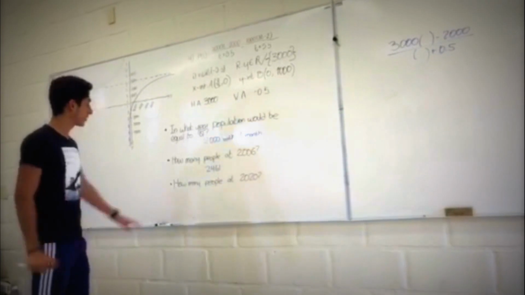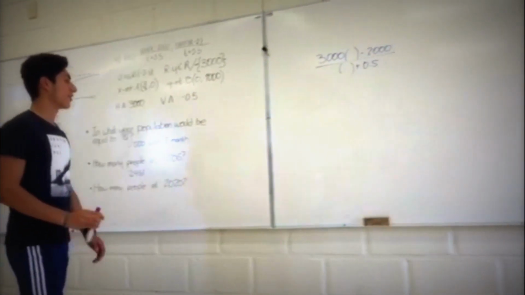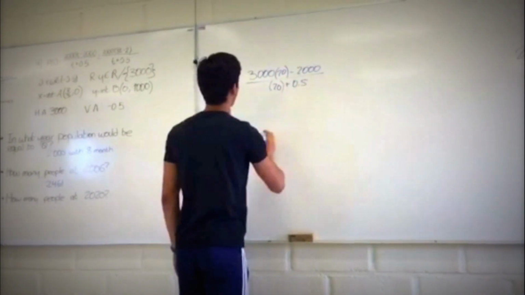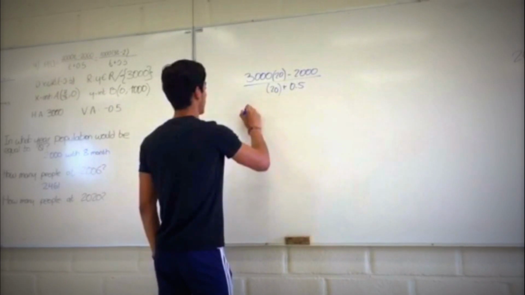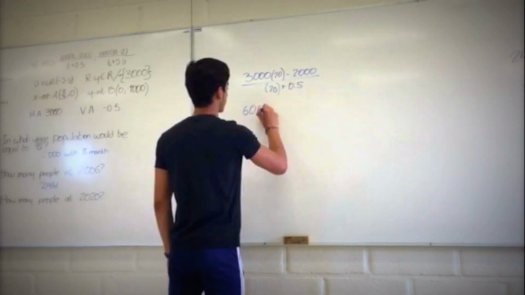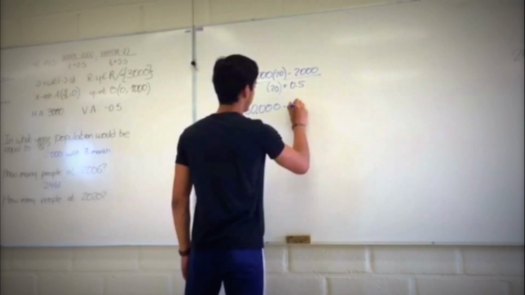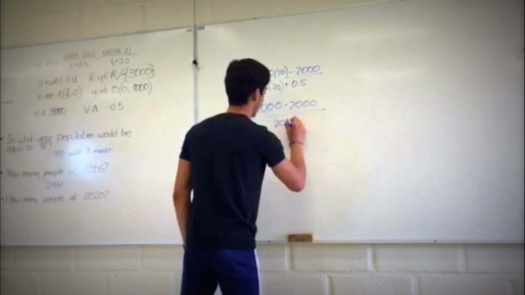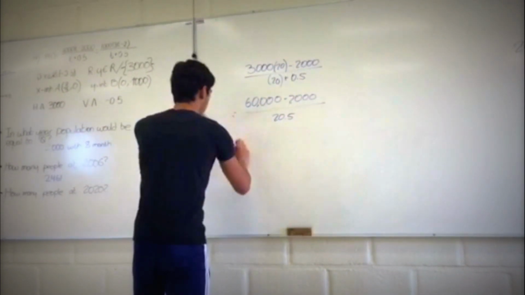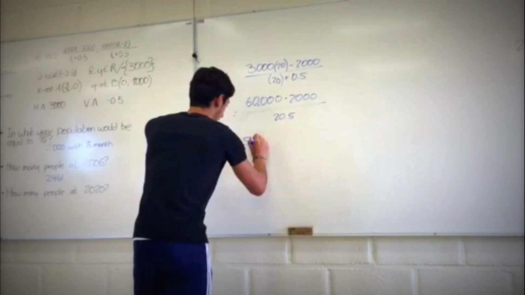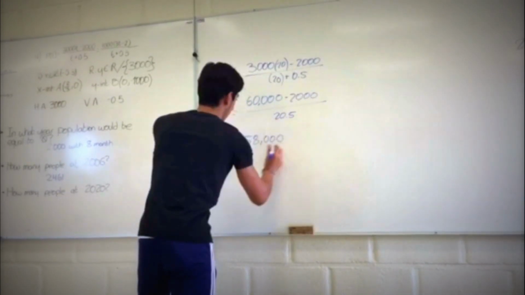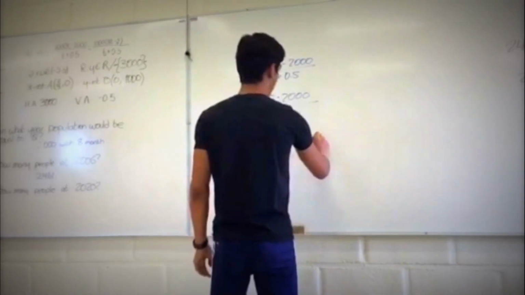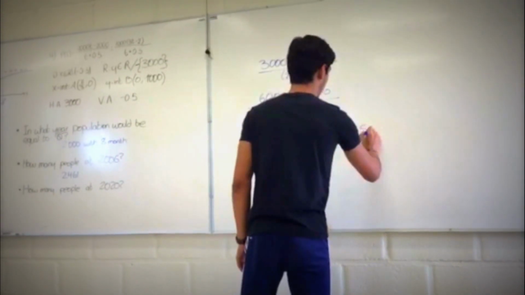Okay, now to solve the last question, which asks how many rabbits there will be in 2020, we're going to put 20 here and solve it. That gives us a total of 60,000 minus 2,000, divided by 20.5. So this will be equal to 58,000 divided by 20.5, which gives us a total of 2,829.